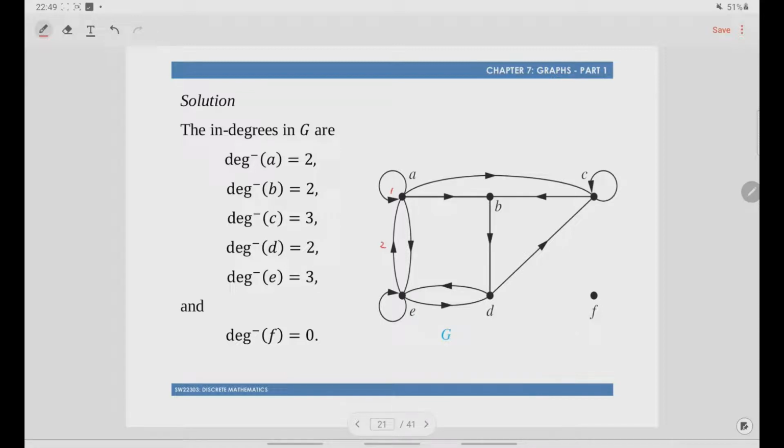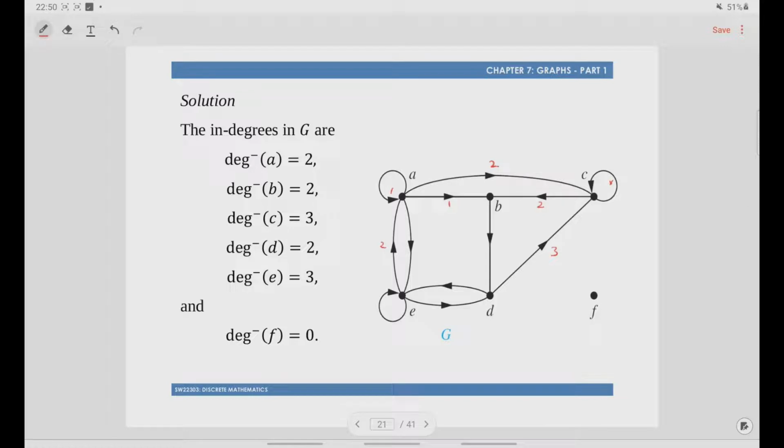How about B? Let's see how many arrows are pointing to B. We have 1, we have 2. So the in degree of B equals 2. How about C? C, we have a loop also. Previously, in an undirected graph, a loop equaled 2, but this time a loop equals 1. So we have 1, and then another one, and then another one. 3 arrows pointing to C, so the in degree of C equals 3.